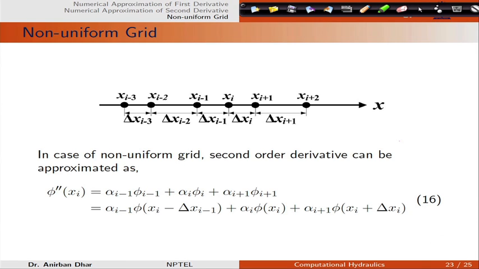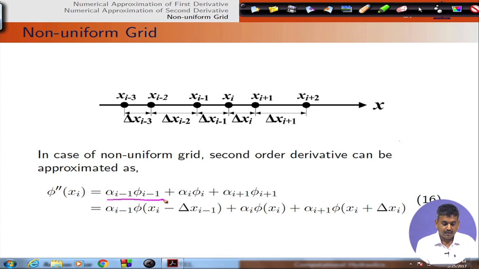So, if we apply the same approach for non-uniform grids, then we can write this with non-uniform spacing, that means I minus 1, xi, del xi. So, with this information, if we expand and utilize the Taylor series expansion, then we can get the desired expression for second order derivative.